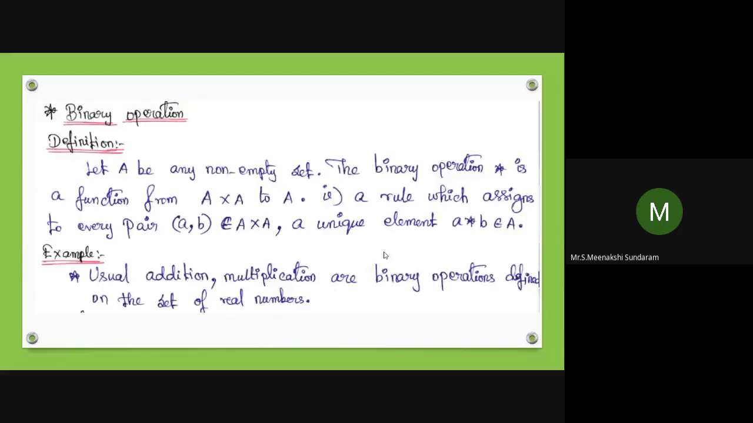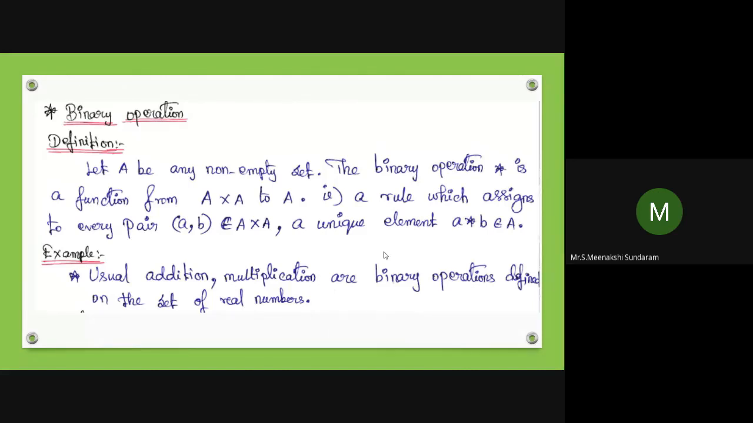Now we move on to the basic definitions. Binary operation. Binary, we know, means only two operands we can use. Let A be any non-empty set. The binary operation normally we denote as star. It is not multiplication. The star may indicate addition, subtraction, division, modulo, etc. So here the star is nothing but an operation.